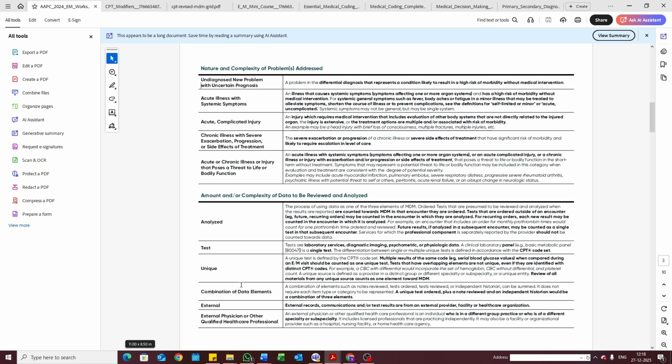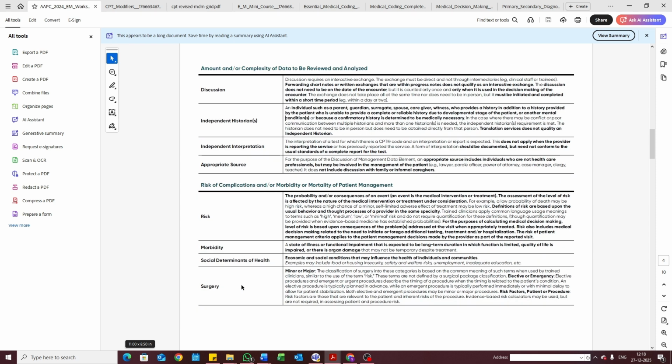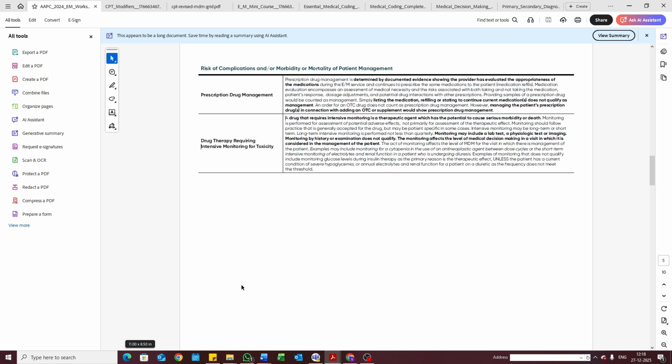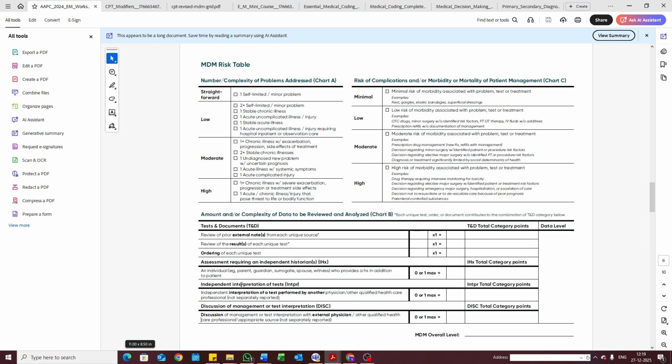What is analyzed? What is a test? What is unique? And a combination of data elements. What are external physicians or other qualified healthcare professionals? Then risk of complications and/or morbidity or mortality of patient management: risk, morbidity, social determinants of health, surgery. Then prescription drug management, drug therapy requiring intensive monitoring, toxicity.